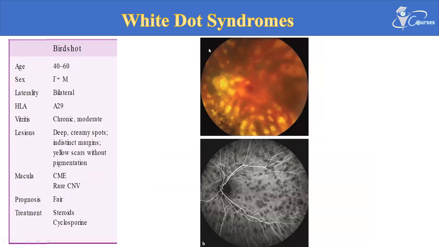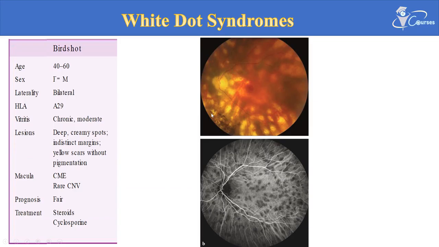Another condition is called the white dot syndrome known as birdshot retinochoroidopathy. It occurs between 40 to 60 years old, is common in females and males, and is more commonly bilateral, with HLA-A29. This is also asked commonly in the exams, A29. It has chronic, moderate vitritis, with deep creamy spots with indistinct margins, and yellow scars without pigmentation.